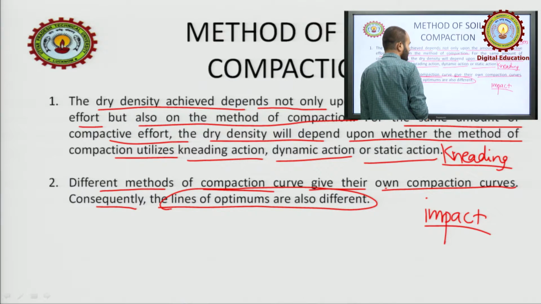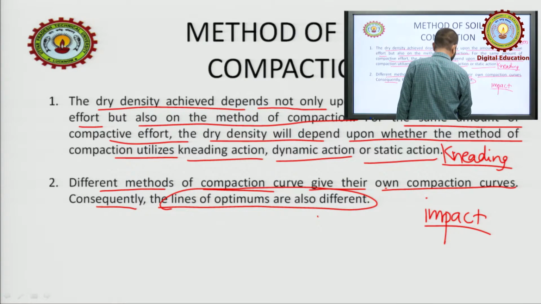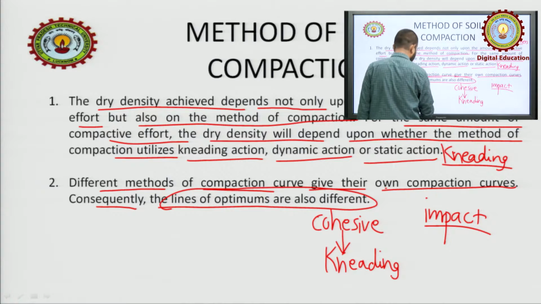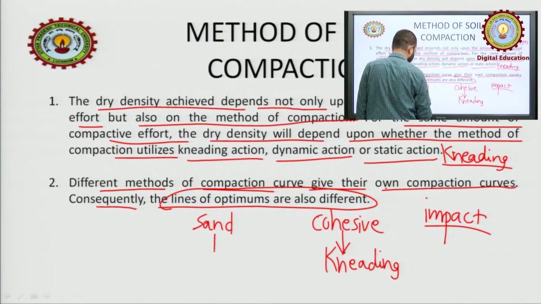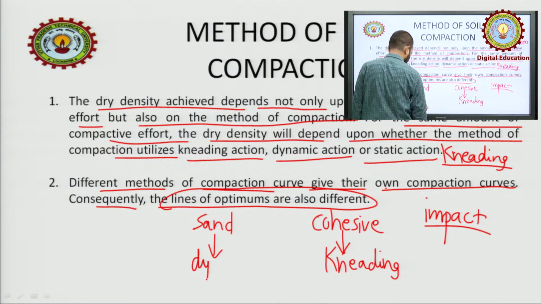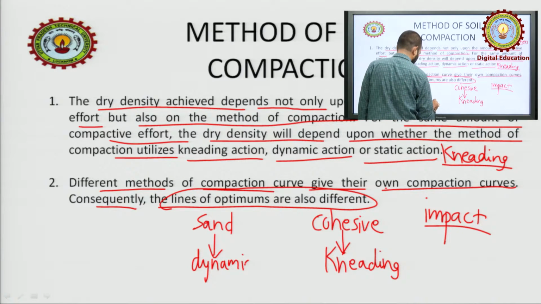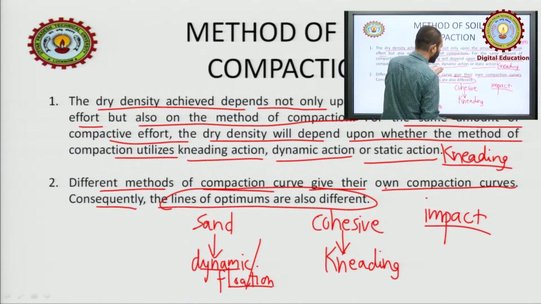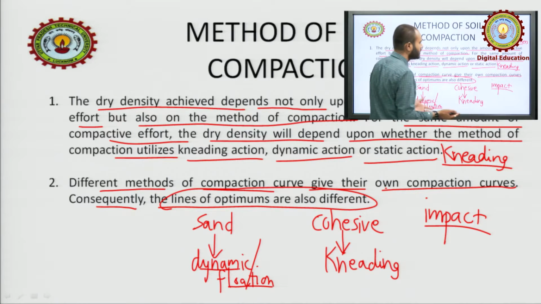Okay. What happens if it is a cohesive soil? Then it is best compacted by kneading action. Again, for sand, either you have to use dynamic action or flotation is also done sometimes to compact it. Okay. So likewise there are different types of compaction methods, and accordingly we will have the dry density for them. We will discuss these later on also.